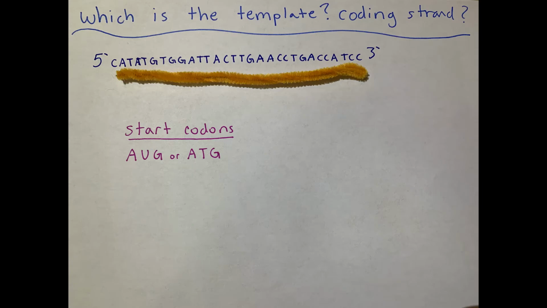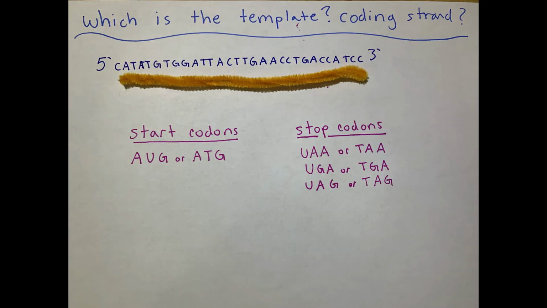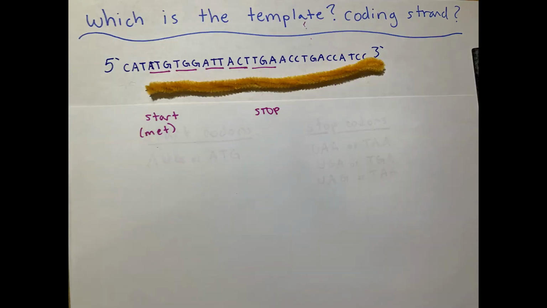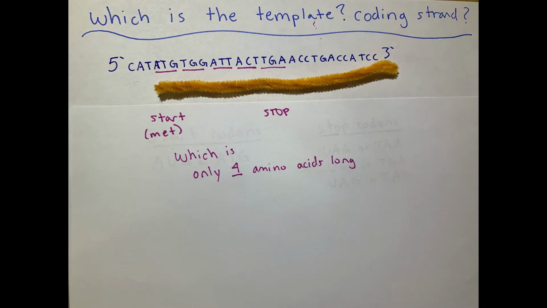For the 5' to 3' strand, or the orange strand, we need to look for start and stop codons. Here are the start and stop codons. At the beginning of the orange strand, ATG is the start codon, which codes for MET. The stop codon is located further down at TGA. This protein is only 4 amino acids long.